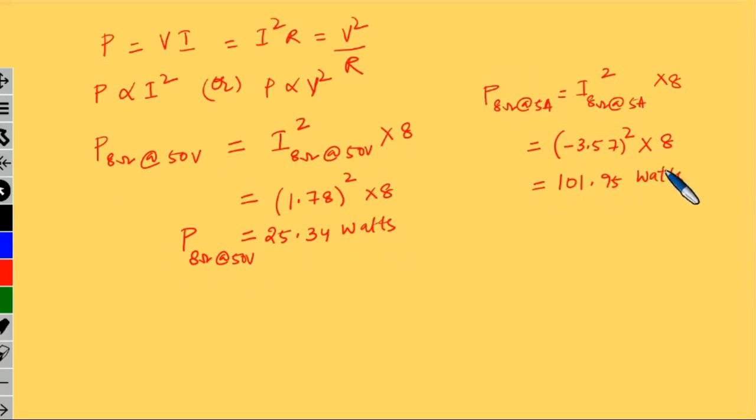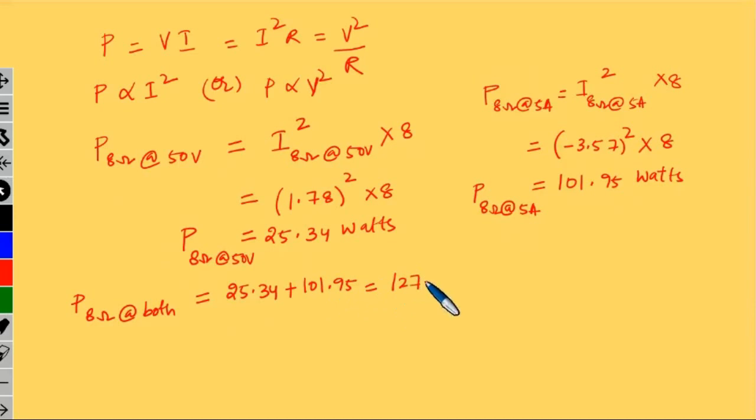As with current, the summation of the two currents was the total current flowing in that element. Now the addition of these two powers should give us the same value as when the total current is squared and multiplied by the 8 ohm resistor. So I am adding these two powers. The power in the 8 ohm resistor due to both sources is 25.34 plus 101.95, whose value is 127.29 watts.